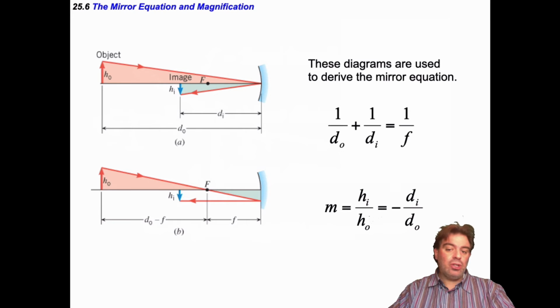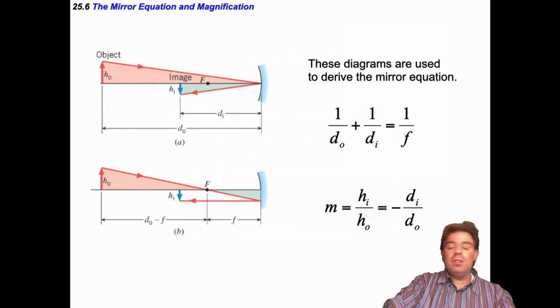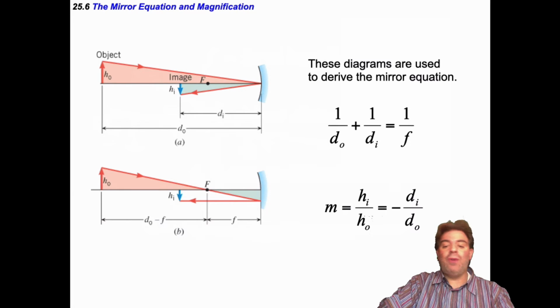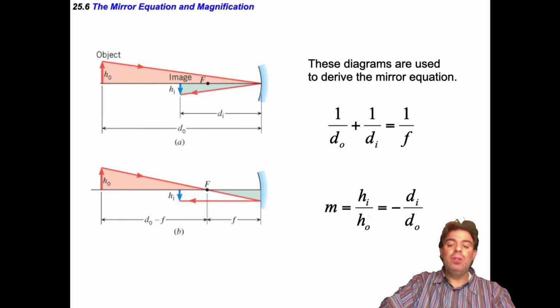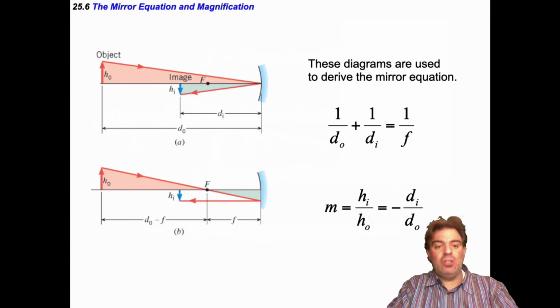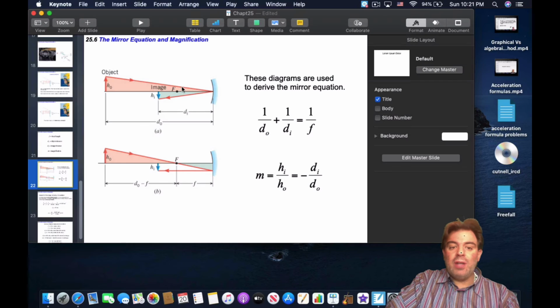And magnification is given by the height of the image divided by the height of the object, and that's going to be equal to the negative distance of the image divided by the distance of the object. So if you know the distance of the image and the object, you can find the magnification, and if you know the height of the object, using the same equation, you can actually find the height of the image being created. And I just want to show you from the diagram what is the distance of the image and what's the distance of the object.